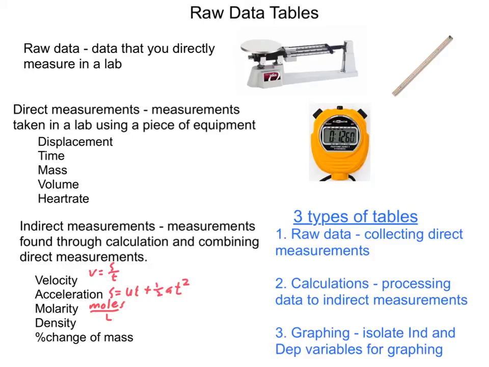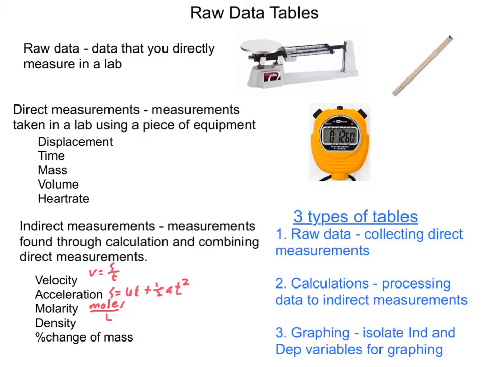Now that we've discussed how to write your procedures, we need to go ahead and start setting up data tables to where you can begin your experiment. Now, the first thing we need to recognize is what is raw data. Raw data is actually data that you directly measure in a lab. You go and you use a tool, an instrument, and you get that measurement.